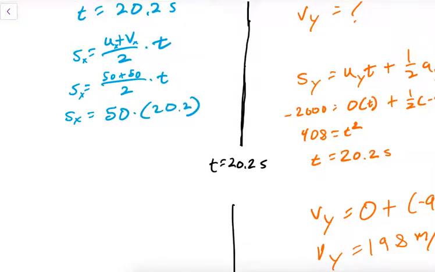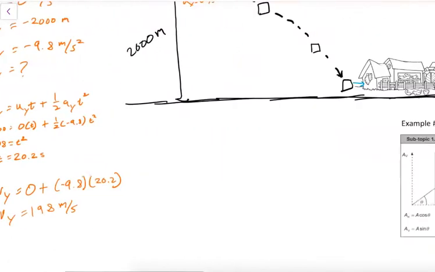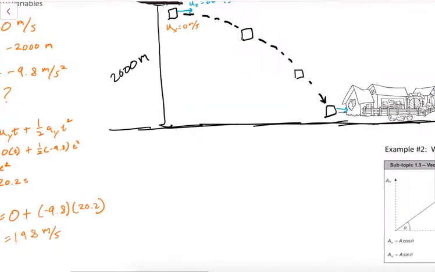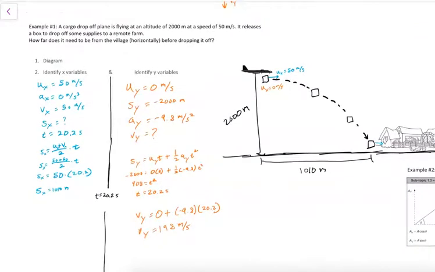That's 1,010 meters. So this distance away from right here is 1,010 meters. And we have solved the problem. We've identified how far it needs to be, about 1 kilometer away, and then it drops the box and it'll land in the farm.